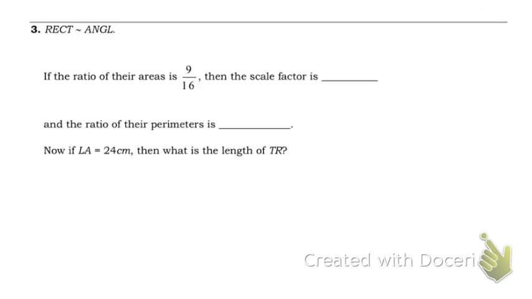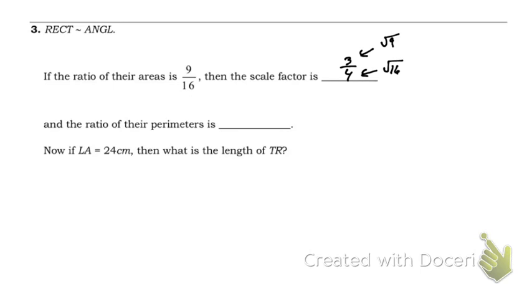Okay, let's continue on. Our next one says that we have RECT and ANGLE. They're both four-sided figures. They're similar to each other. It says that the ratio of their areas is 9 over 16. What is the scale factor? If our area ratio is 9 over 16, what is our scale factor, Sam? 3 over 4. Perfect. It'd be 3 over 4. That 3 comes from the square root of 9. This 4 comes from the fact it's the square root of 16.